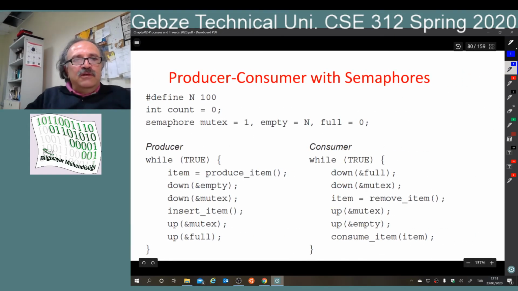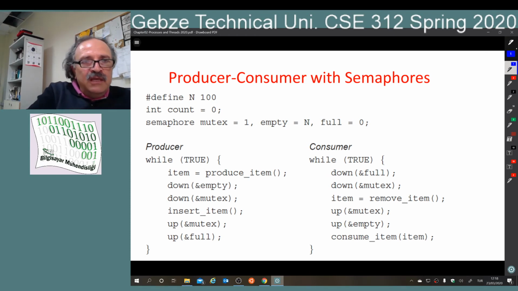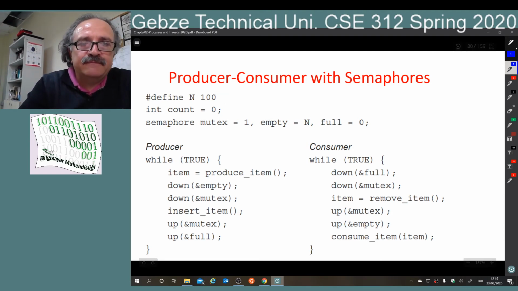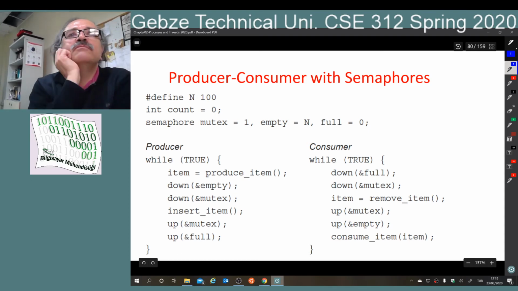Good. So this is the solution for the producer-consumer using the semaphores. Okay. I need 3 semaphores. One is a mutual exclusion for the critical region, entering the critical region and leaving it. The other one is a counting semaphore. It will count the number of empty slots. At the beginning, I have n slots, and I have another semaphore that counts the number of filled slots. So I have total of 100 places available at the beginning. N is 100. Infinite loop and infinite loop.